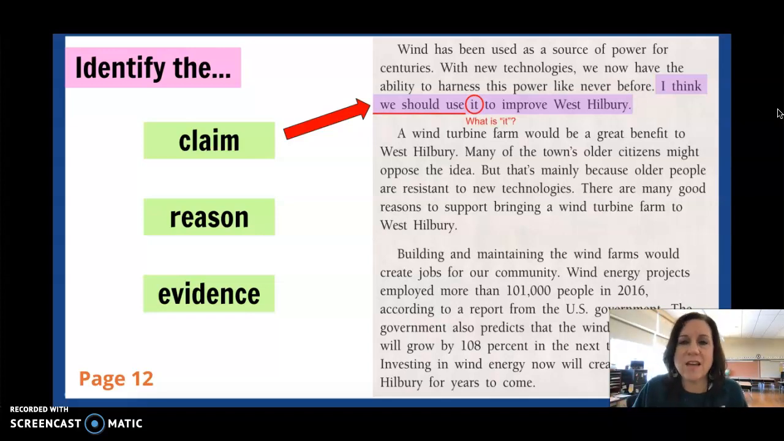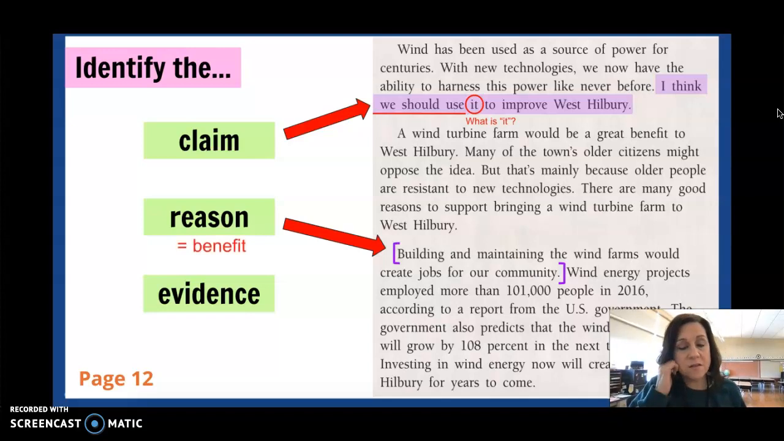So take a look back in your text and go, oh, well, let's see here. Oh, there it is. I see it. It is new technologies. It starts talking about wind and then new technologies. That's what the it is. Okay. What's the reason? There's your reason. Your reason is building and maintaining the wind farms would create jobs for the community. So that's the reason why this would improve West Hillbury, is it would create jobs.